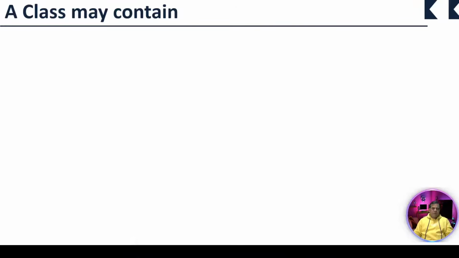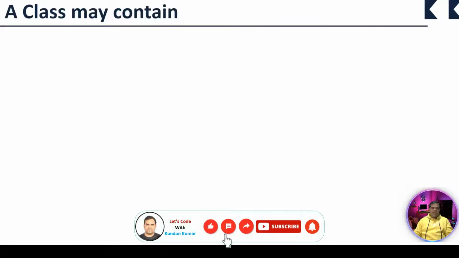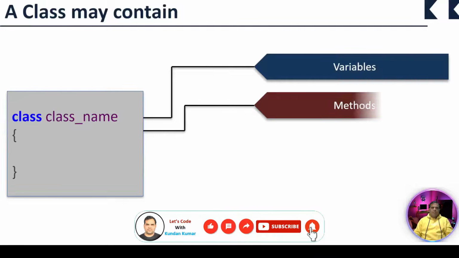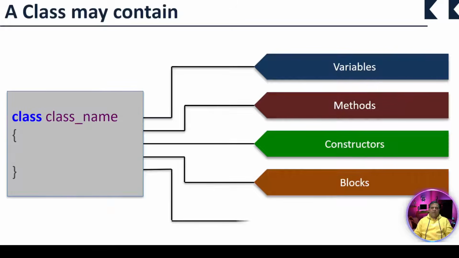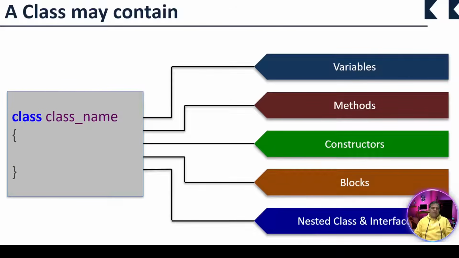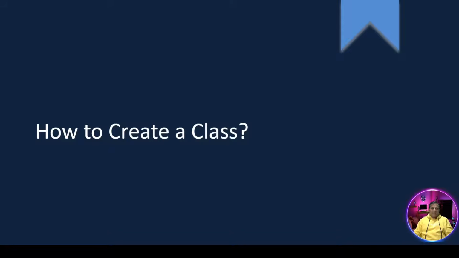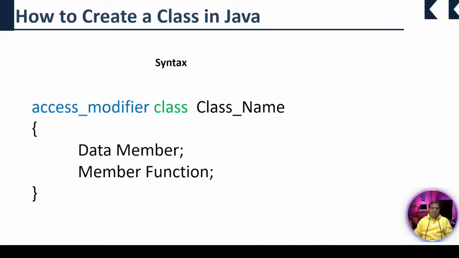So let's see what a class may contain. A class may contain variables, methods, constructors, blocks, nested classes and interfaces. So how to create a class? We need to follow a specific syntax while creating a class. You can see the syntax to create a class in Java: an access modifier followed by the class keyword followed by any class name, which is defined by the user. This class may have data members, blocks, member methods, constructors, etc.